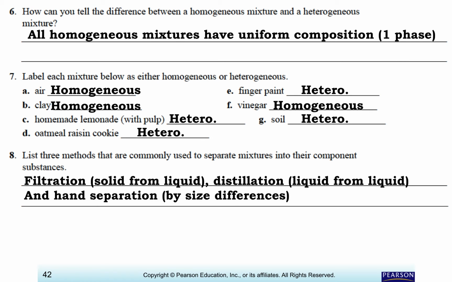So if you want a solid from a liquid, you filter it. If you want a liquid from a liquid, you distill it. If you have different colored M&Ms, you could separate them by color, or if you have different types of plastic with big pieces and little pieces, you can separate them by size differences.